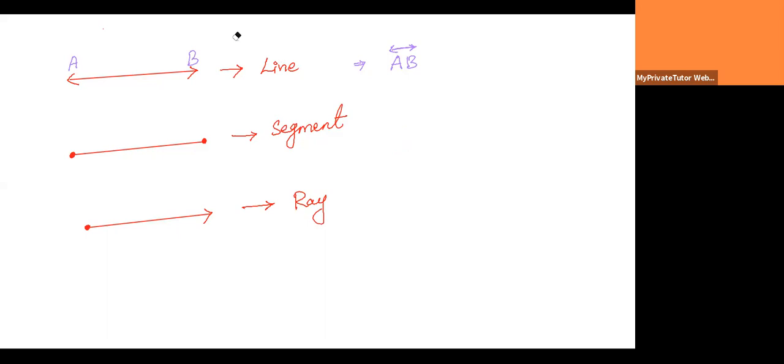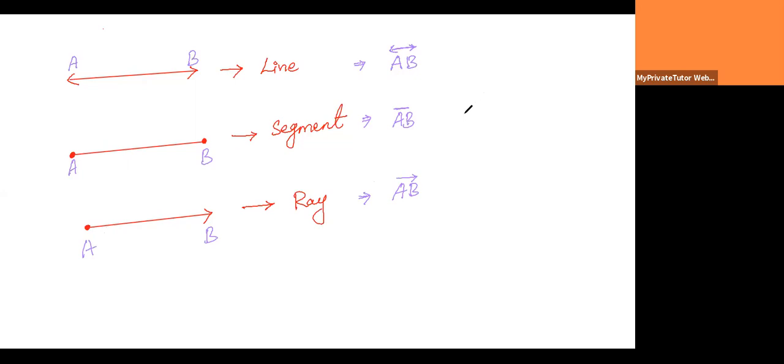The second one, the segment: how do we represent it? For example, if we take this as A and this as B, we represent AB with a dash at the top, which is the segment symbol. Similarly for a ray, if it is AB ray, we call it AB ray, and this is the symbol we are going to use at the top.